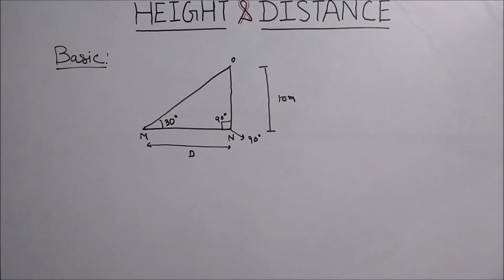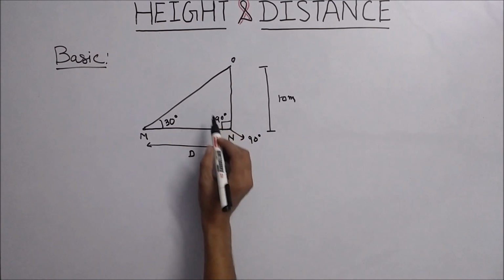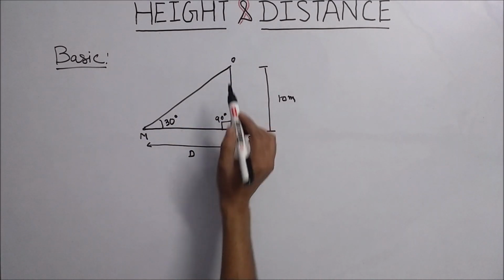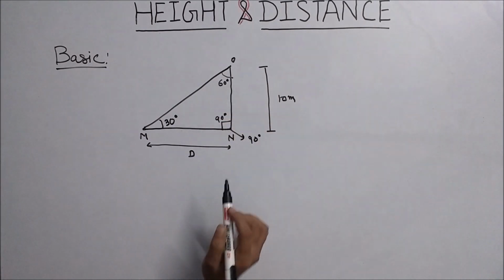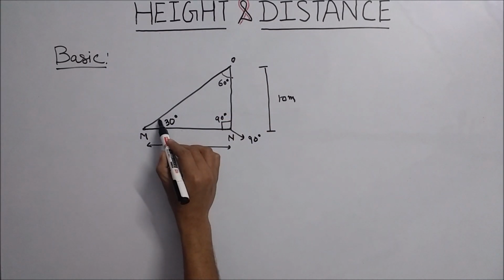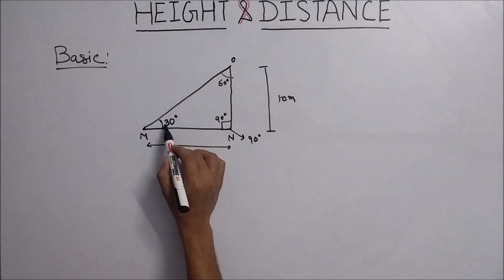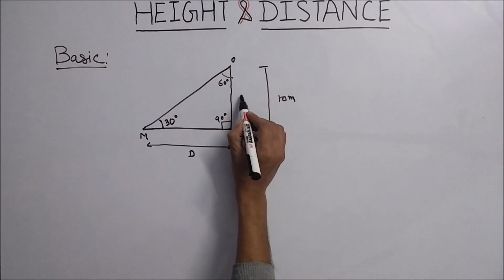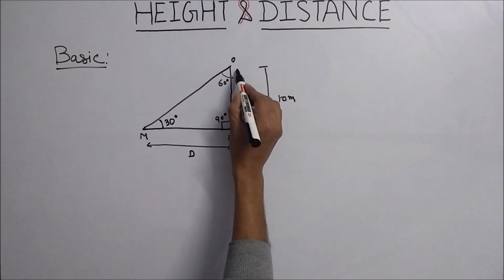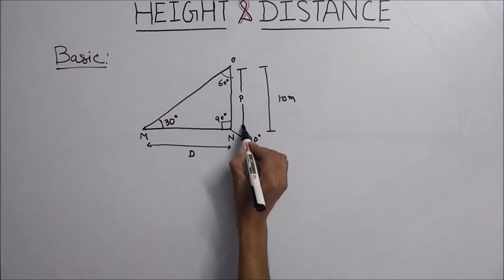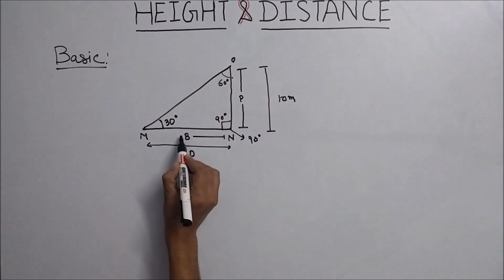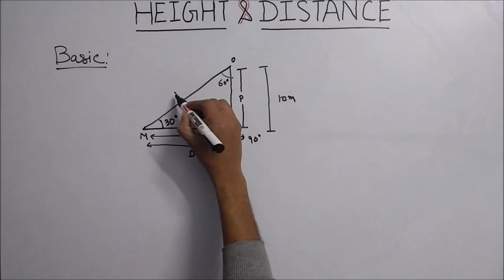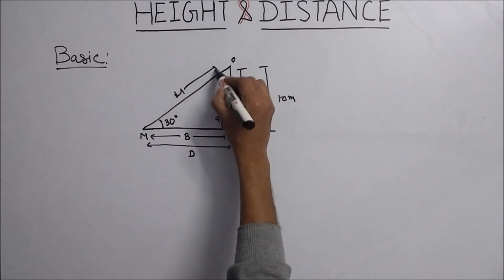So what do we actually do in the traditional way? We know the complete angle is 180, so what we get is 60 degree here. If we take this angle, this acts as a perpendicular for angle 30. This actually acts as a base and this is hypotenuse.